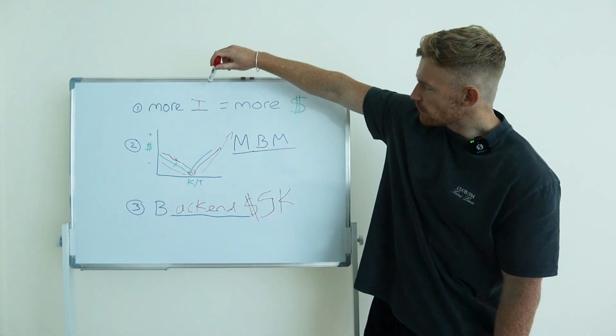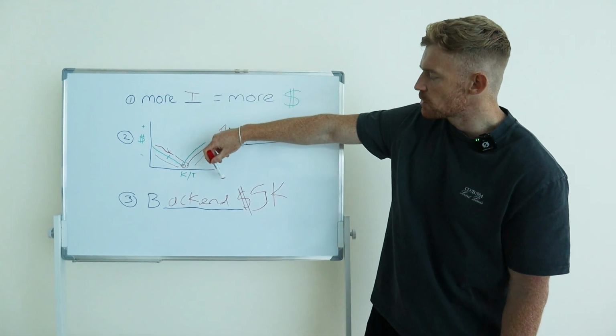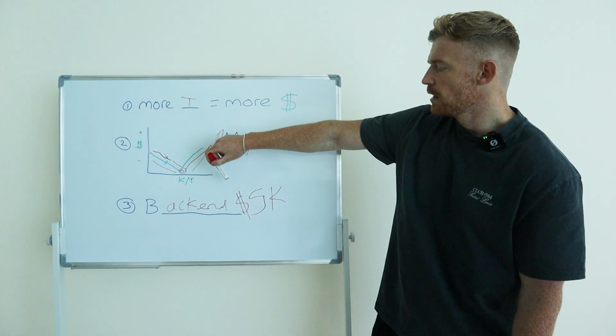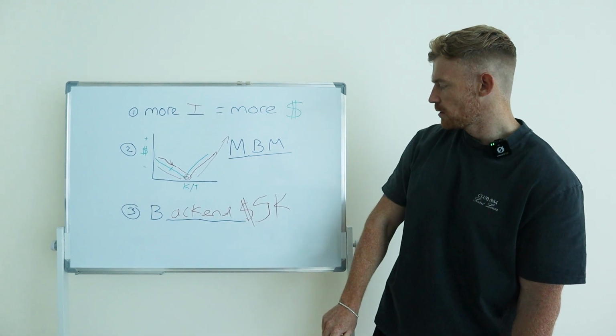So to recap, make more tests, you need the media buyer mindset, and you need to make sure that you have a back end before you start running ads. If you're just running ads with low ticket products, then you're just going to lose your money. And I think that's it.